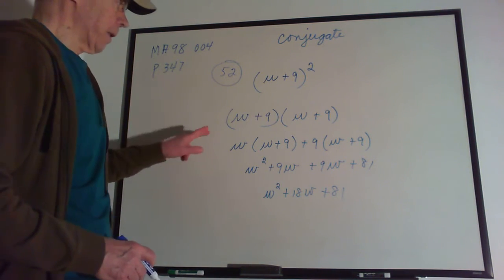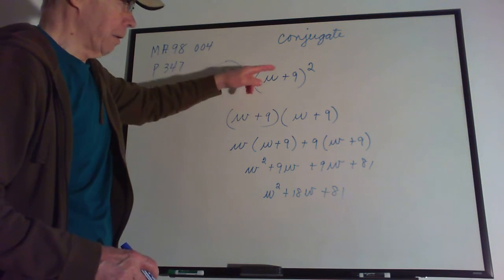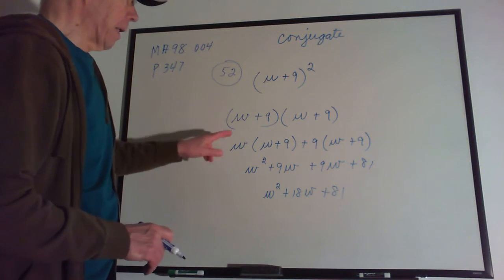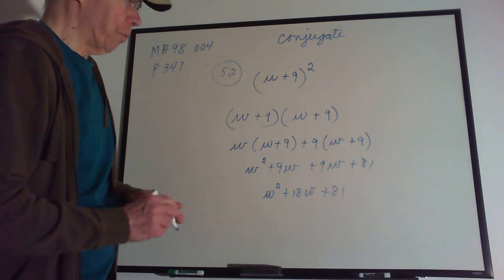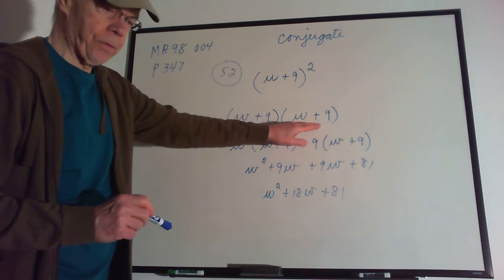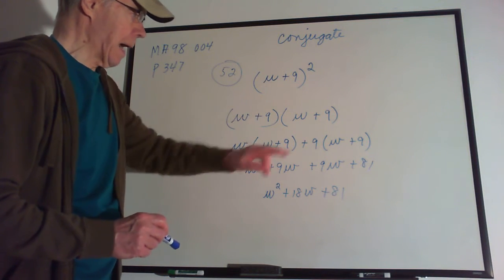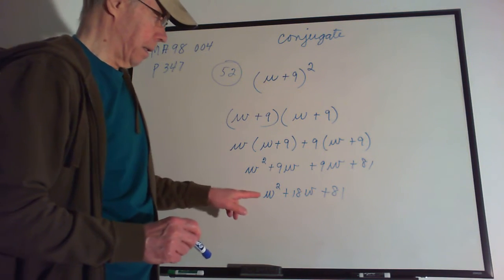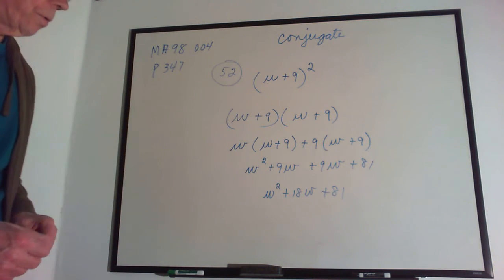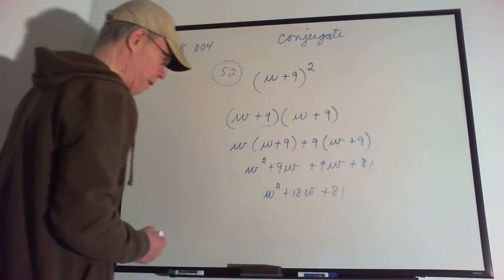All right, here's the work done out. Now you need to understand what it's telling you to do. W plus 9, parentheses squared, means W plus 9 times W plus 9. So multiply what's inside this parentheses by W, multiply what's inside this parentheses by 9, and then simplify, and you get W squared plus 18W plus 81.